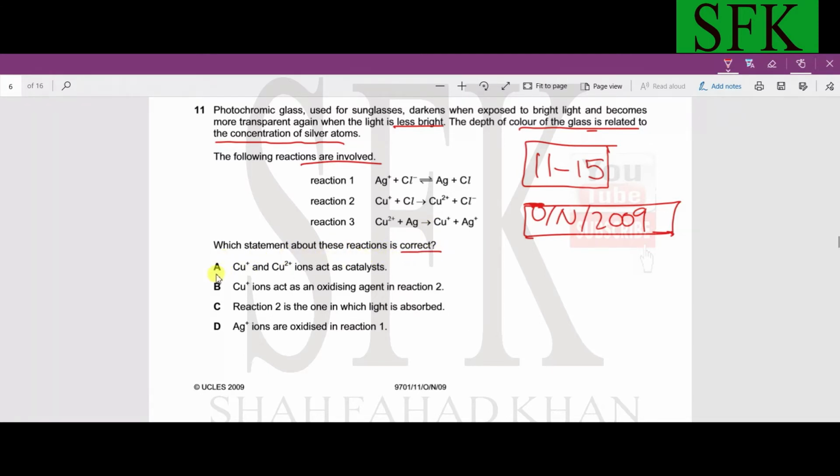All right, let's look at the first option. Cu+ and Cu2+ ions act as catalysts. Copper 2 positive ion is formed over here and it is used up here. Let's look at Cu+ first. If reaction 2 occurs first, it uses up Cu+, but it regenerates Cu+ in the end. This means it is a homogeneous catalyst, because it gets regenerated in the end and is in the same phase as the reactants. So yes, this is acting as a catalyst.